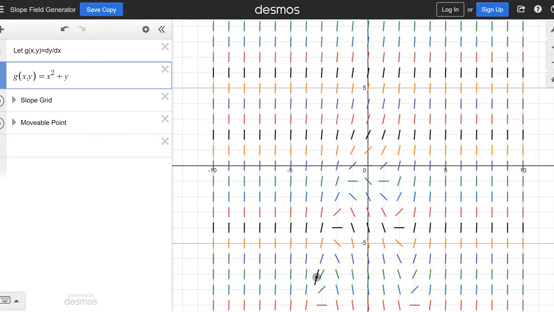So you can Google Desmos slope field generator to check your answers once you've made a slope field. But again, your slope fields are not going to be perfect. They just give you an idea of what the original graph looks like.